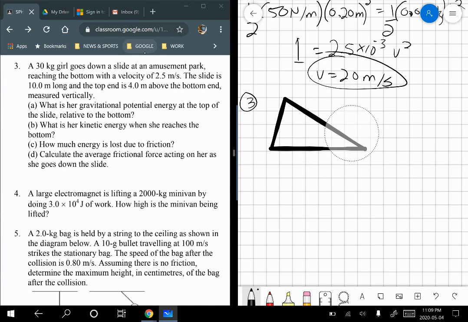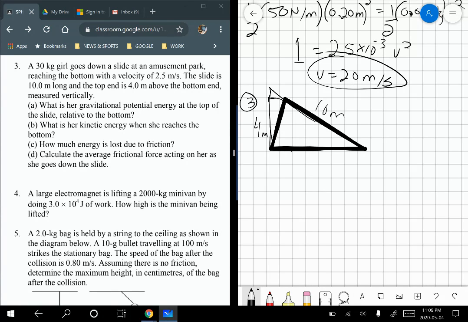Oh, I don't like how that did that automatically. How do I delete that? Anyway, I'll use that. There. No problem. So it's 10 meters long and 4 meters high.